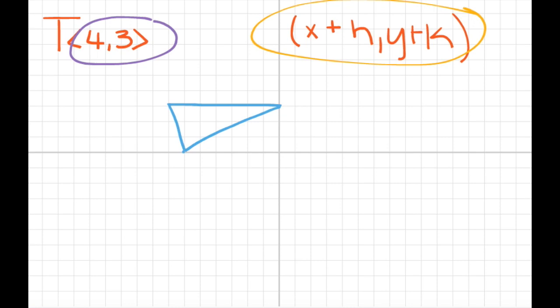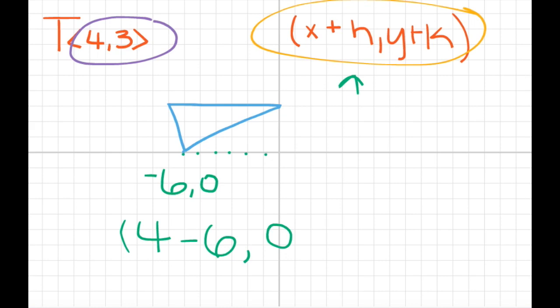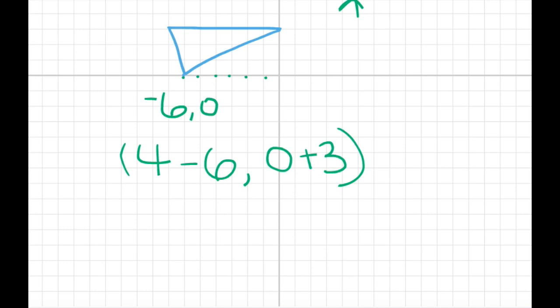So first of all, what we want to do is find the point for this. So we're going to go 1, 2, 3, 4, 5, 6. So this is -6, and it doesn't go up, so it's 0 for the y. Now we're going to use the formula right here. So we're going to do 4 minus 6, and 0 plus 3. Alright, so we're going to solve for this. This will give us -2 and 3.